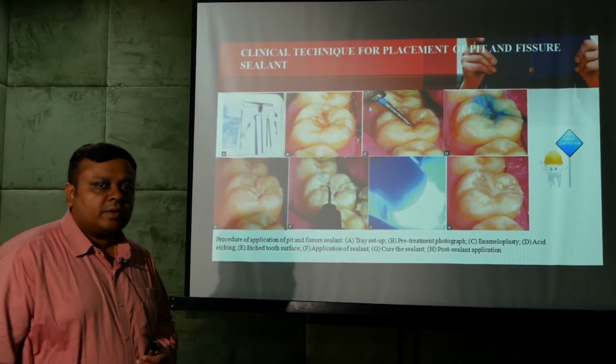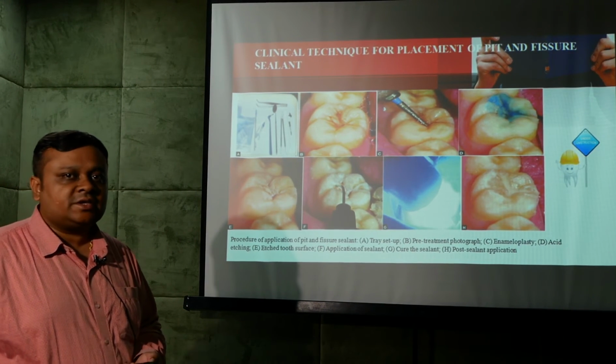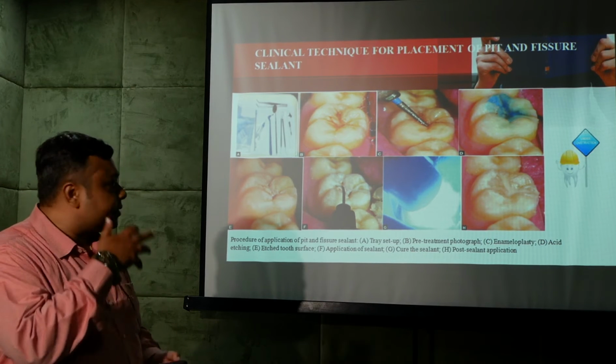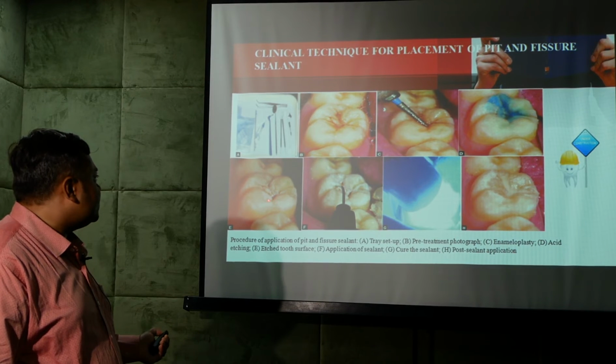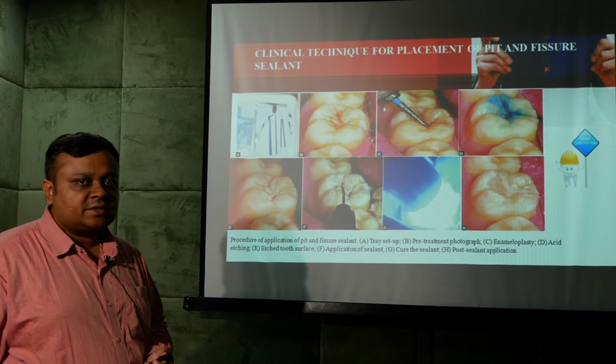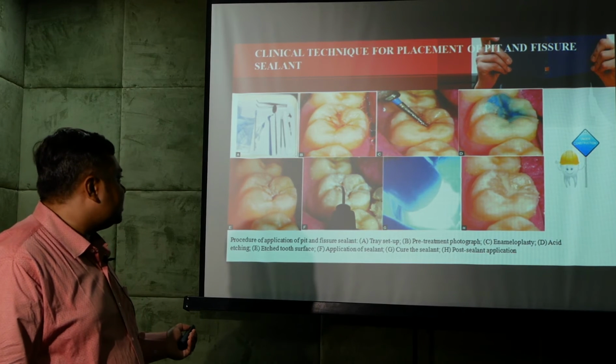Based on the tooth, we do the etching. For the primary teeth, the time of etching is different; for the permanent teeth, it is different. Afterwards, a dry frosted appearance should be visible after etching. It is washed and dried, and a white frosted appearance is seen.